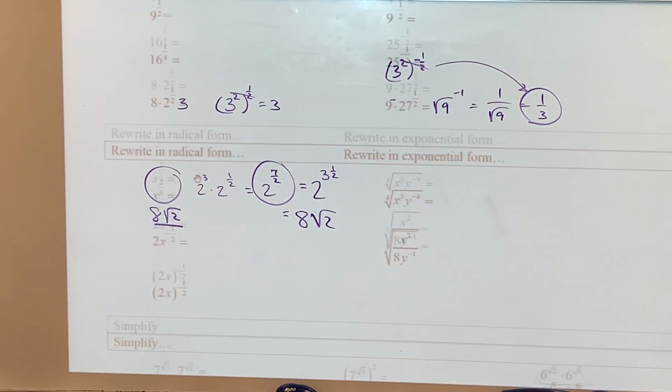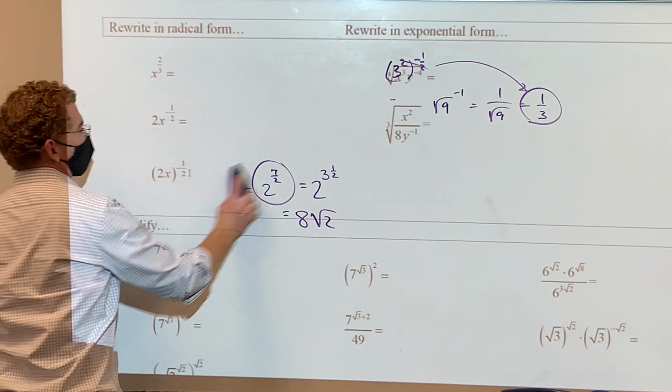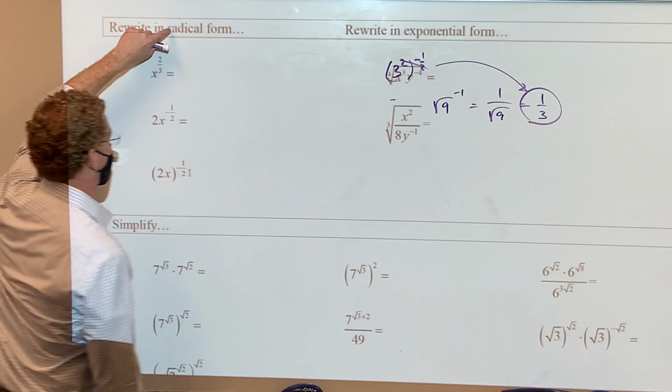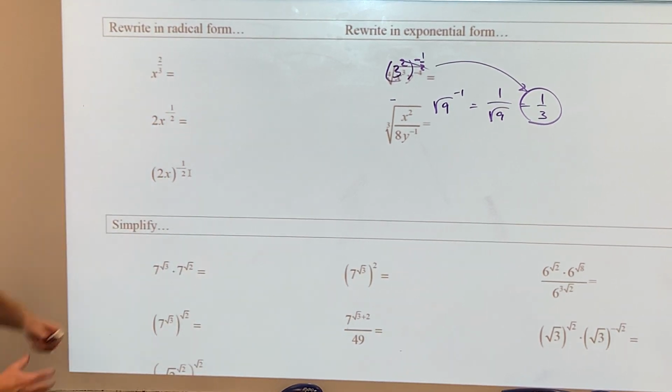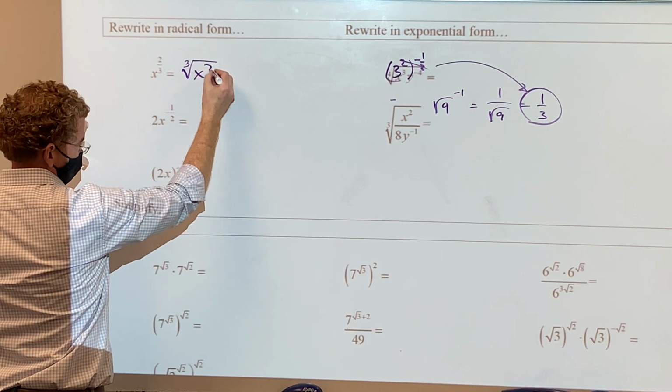What about stuff like these variables? How can I write these variable expressions in radical form? What's x to the 2/3? Cube root of x squared.